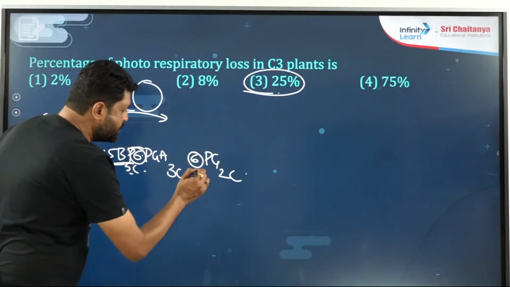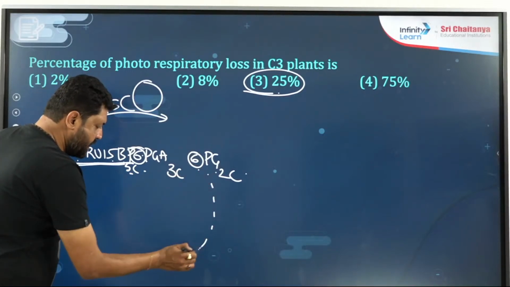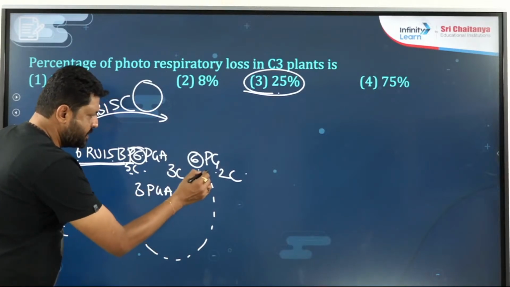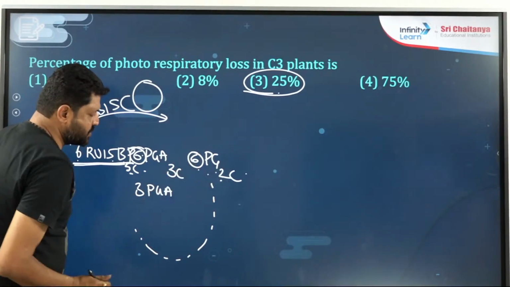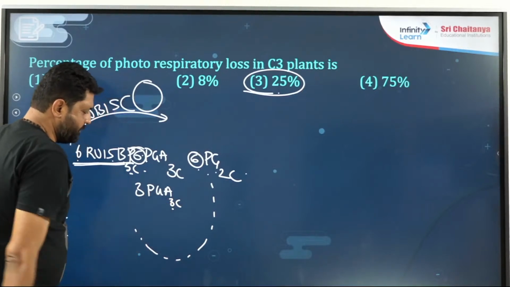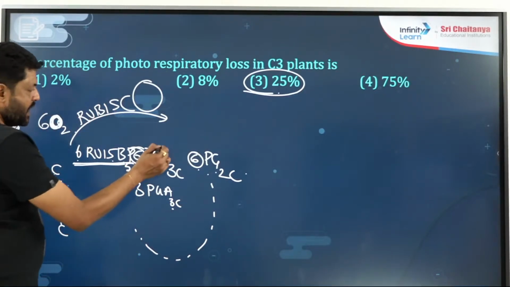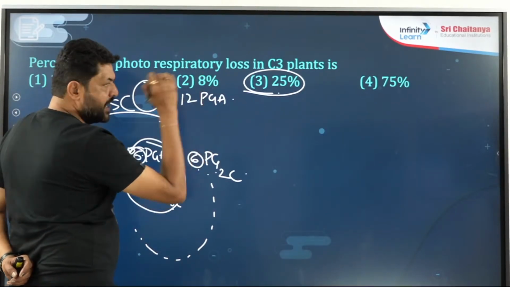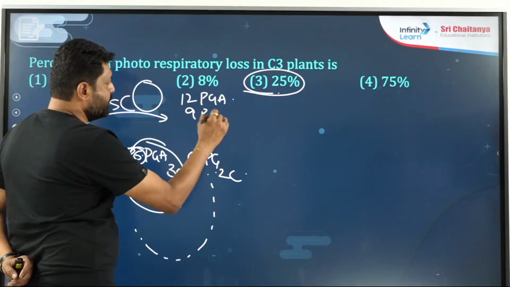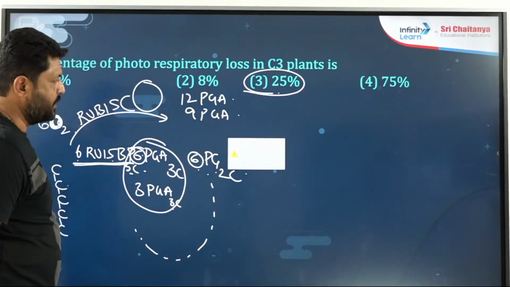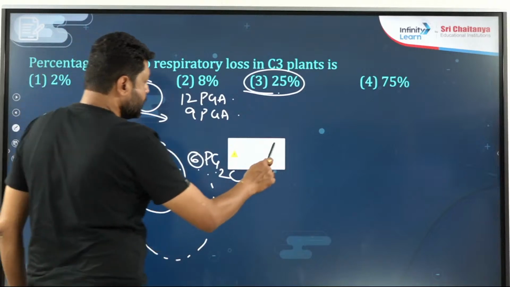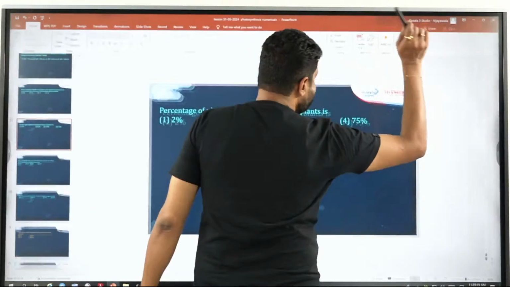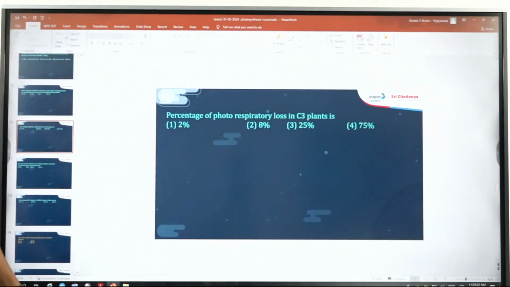So now 6 moles of phosphoglycolate are slowly getting converted into 3 moles of PGA. 6, 2 into 6, 12. But here what is this? 3 into 3, 9. So totally how many are recovered? Out of the 12 PGA expected, 9 PGA are formed. Was it clear?